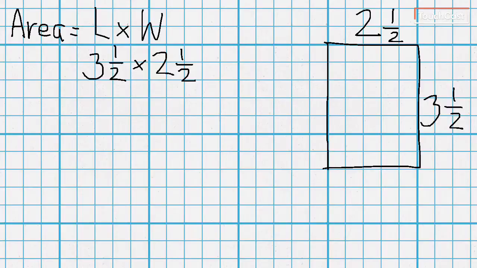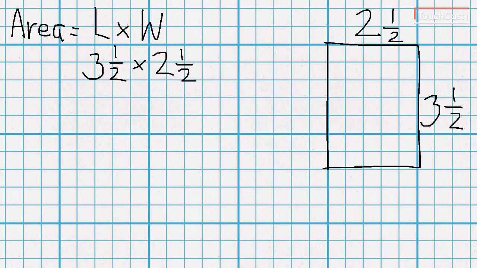So we can use this kind of a problem in pretty much any area problem, but what we've been used to has just been a whole number times a whole number. So now we're going to be bringing in the fraction part of it as well. So let's look at how to solve this. I start out with having my formula for area, which is length times width. And then I have my problem written 3.5 times 2.5.